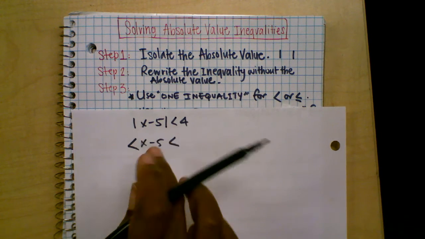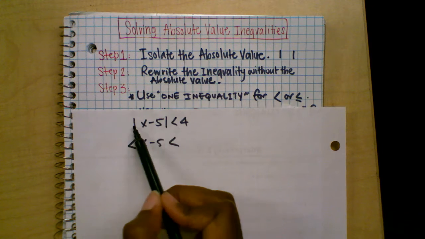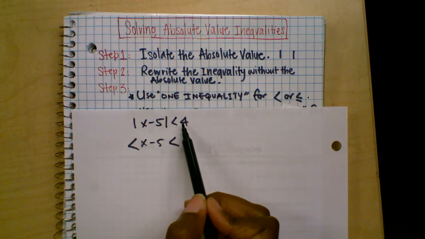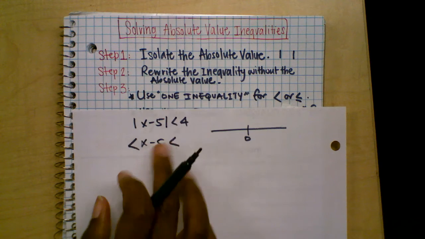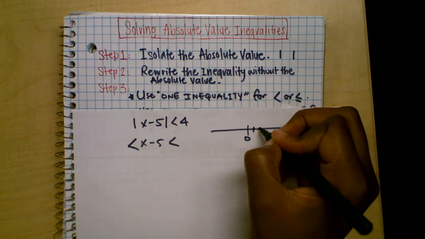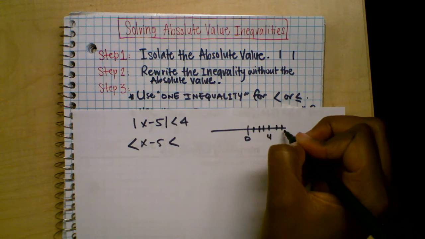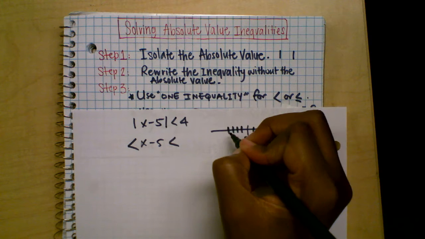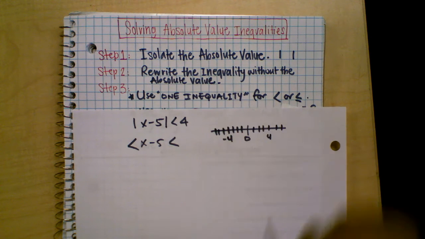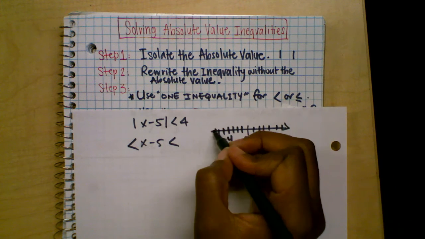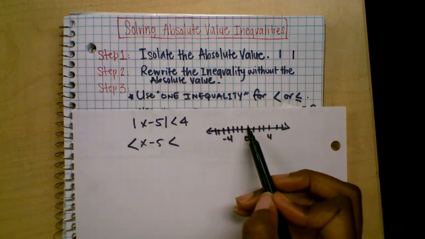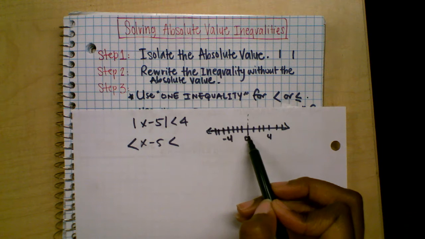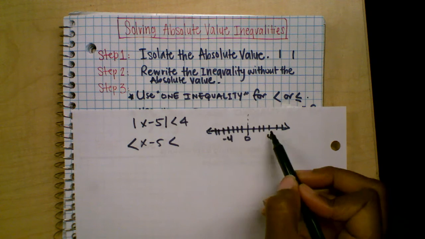Why? Because this inequality is asking: can you find the numbers that give us a distance less than 4 on the number line? So if it's 1, 2, 3, 4, 5, 6, and then 1, 2, 3, 4. Where are the numbers that give us a distance less than 4? If I only look on the right side of 0, 4 is right here.